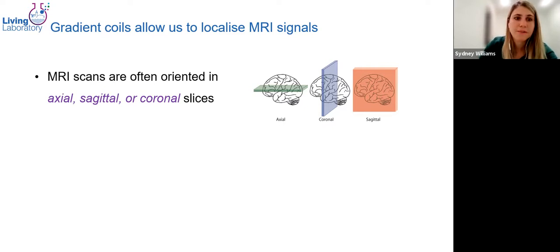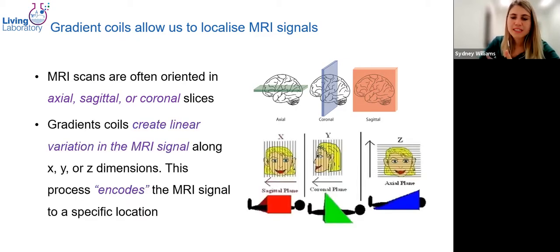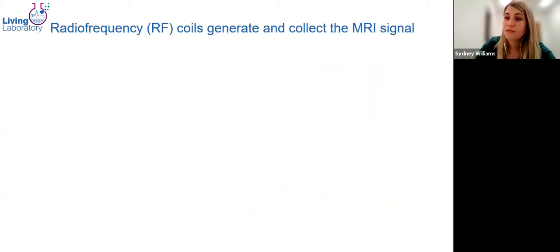And how it kind of works, to be a little bit more specific, is they create some linear variation in one of those 3 dimensions, so X, Y, or Z. And that variation is kind of creating an encoding method for us to be able to say, because of the linear variation at this point, we know that the signal comes from this location. So that's what gradient coils are really important for. If we didn't have them, we would just get a big jumble of signals and not really be able to map it to the image that we eventually create for MRI. The final component that I mentioned were radio frequency or RF coils.